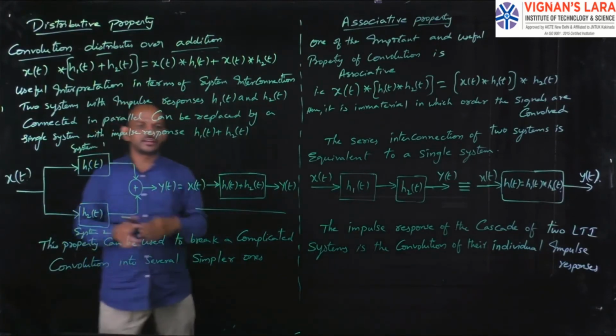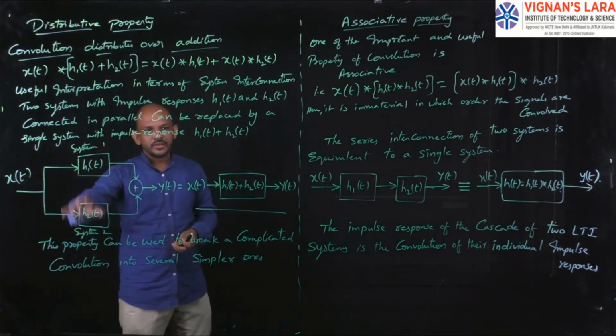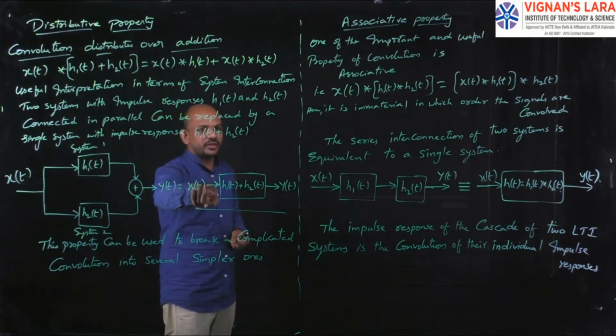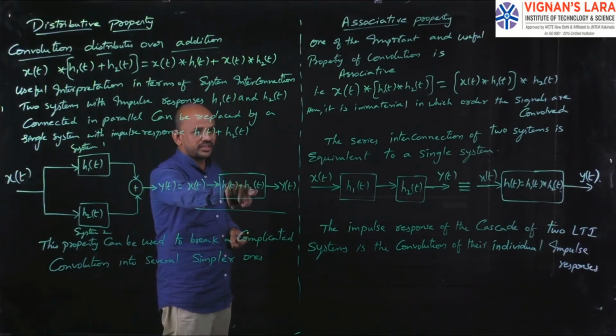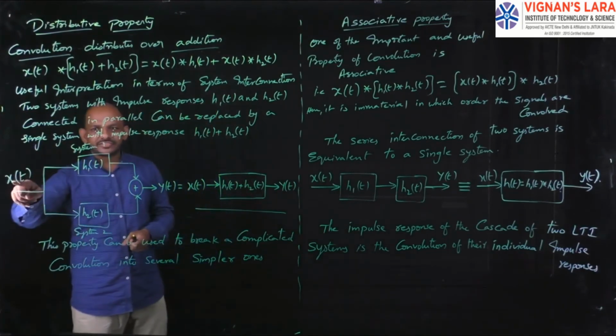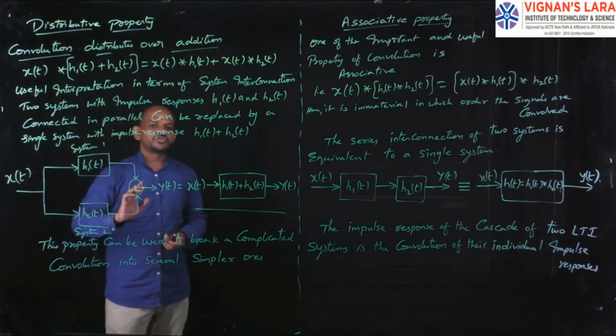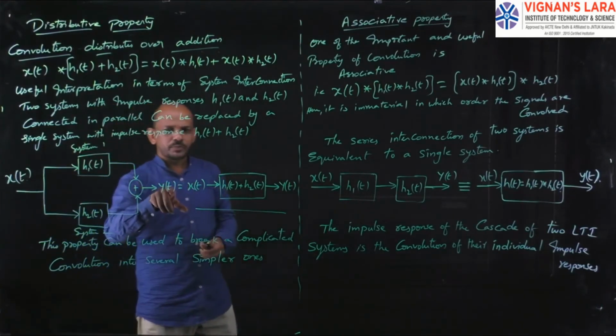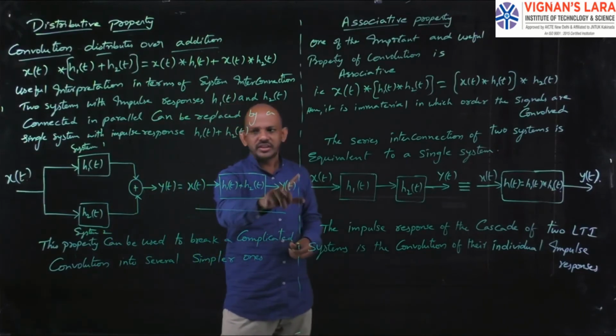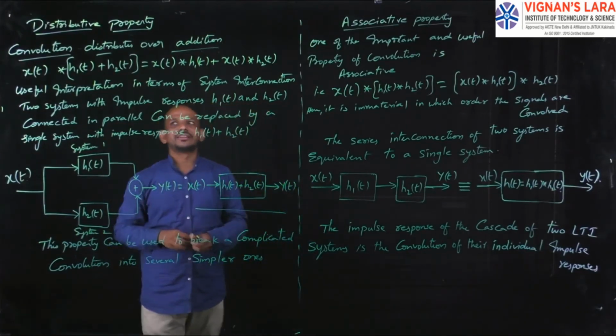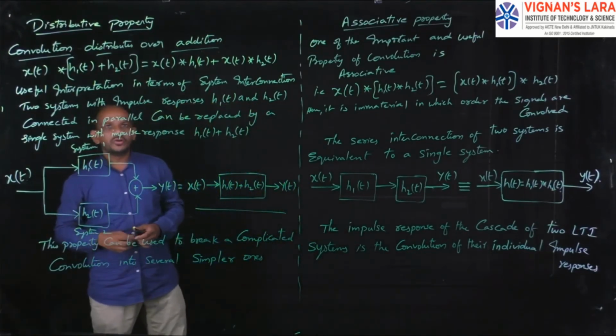I have shown this in the diagram. x of t convolution h1 of t plus h2 of t will be equal to x of t convolution h1 of t plus x of t convolution h2 of t. This system is producing an output y of t, and this is also producing an output y of t. Here both y of t's are equal. That is nothing but our distributive property.